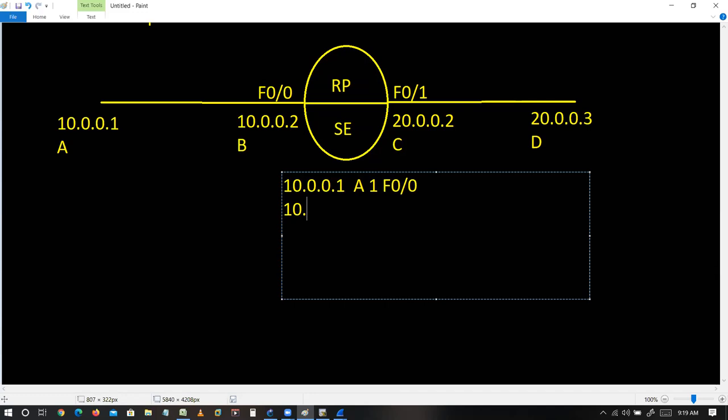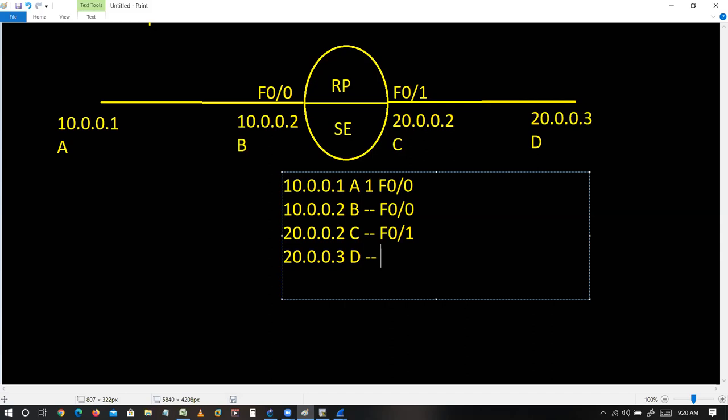It will say, I also have 10002 interface. The MAC address is B, but this is my own interface, so I will not run any timer. And the interface is F0/0, right? So if the device is not running any timer, it means that is my own physical MAC address. 20002, it will say C. It will not run any timer, and will say F0/1. It will say 20003, the MAC address is D on F0/1, and it will run the timer here.